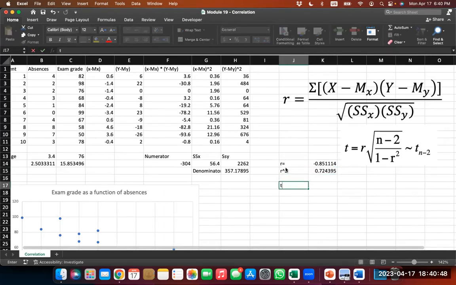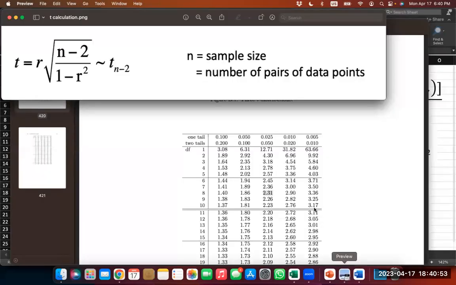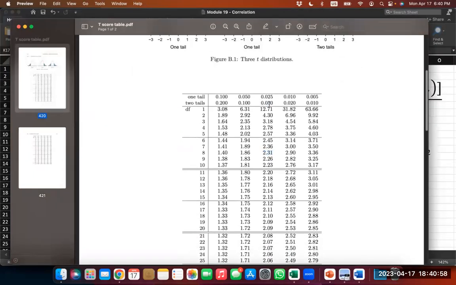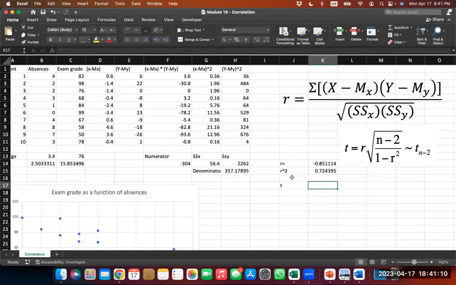So now if we want to calculate the T, let's go first to the T-score table, because we have a degree of freedom of 8. We're after a p-value of 5%. With degrees of freedom of 8 and a p-value of 5%, we're at a T-score of 2.31. That's our critical value. So the critical value is 2.31.